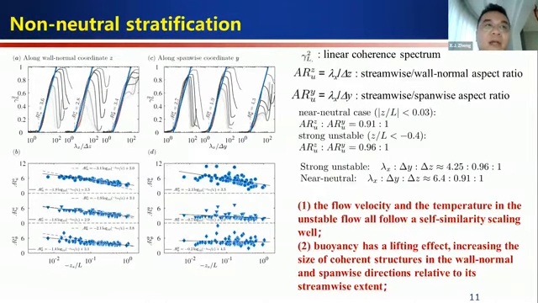Through linear coherent spectrum analysis, we studied the self-similarity scaling of the VLSMs and the coherence of temperature signals under the unstable conditions. It shows that the flow velocity and the temperature in the unstable flow all follow a self-similarity scaling well in three-dimensional space. However, their scale ratios decrease with increasing thermal flux, indicating the buoyancy plays a lifting effect, increasing the size of coherent structures in the wall normal and spanwise directions.